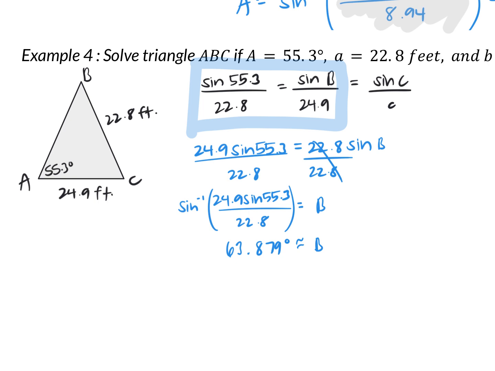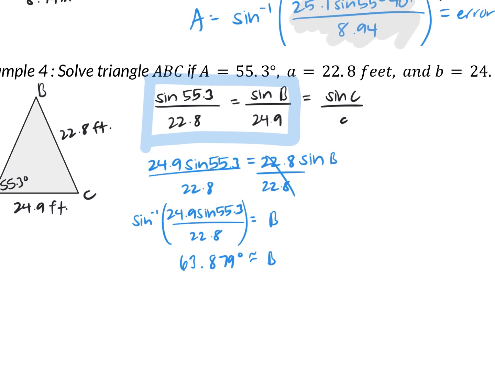So if we think about this, I'm going to draw a little picture up here of our positive sine values. All students take calculus. This 63.879 is technically in that first quadrant there, right? Okay. Where else is our sine value positive? The second quadrant, right? So there's another possible answer for what B could equal. Your calculator just is not going to give it to you. Okay? It's only going to give you the one.